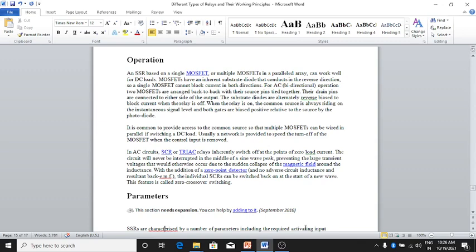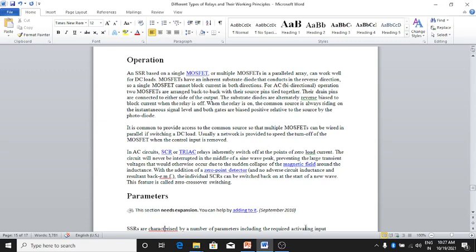The substrate diodes are alternately reverse biased to block current when the relay is off. When the relay is on, the common source is always riding on an instantaneous signal level, and both gates are biased positive relative to the source by the photodiode. It is common to provide access to the common source so that multiple MOSFETs can be wired in parallel if switching a DC load. Usually a network is provided to speed the turn off of the MOSFET when the control input is removed.